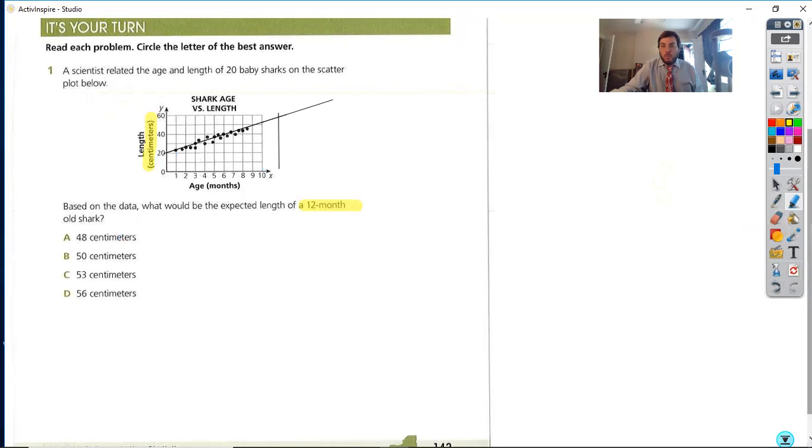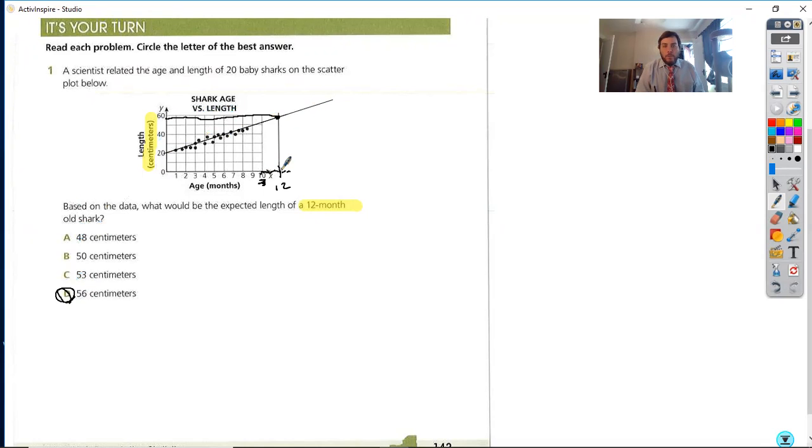So there was no 12 months, right? So if we're looking at our axis here, it stops at 10. So what I did is kind of extended this out to what I thought would be about 12, and then drew a line straight up to see where it crossed my line of best fit. Well, it crosses my line of best fit pretty close to the 60 up here, right? But not quite at 60. So when I'm looking at these different lengths here, I'm going for the highest number closest to 60, which is choice D, 56 centimeters.